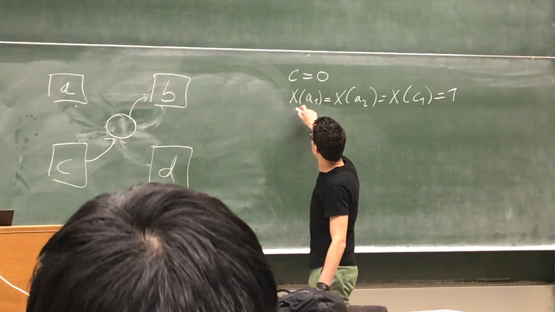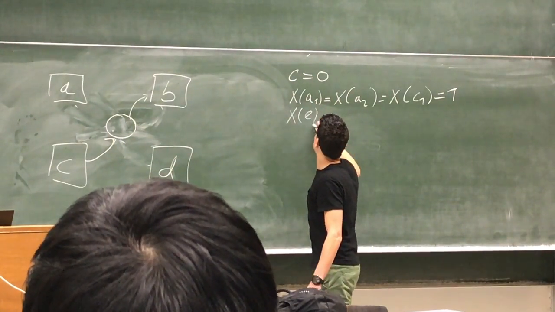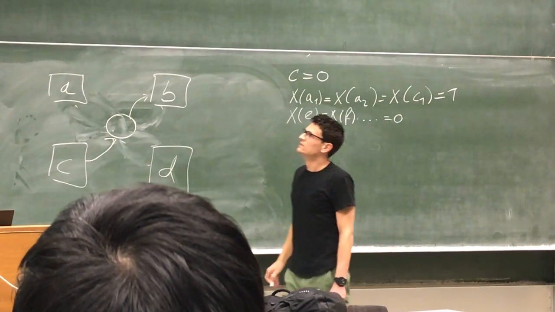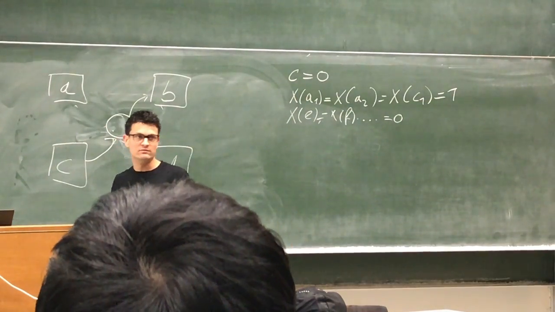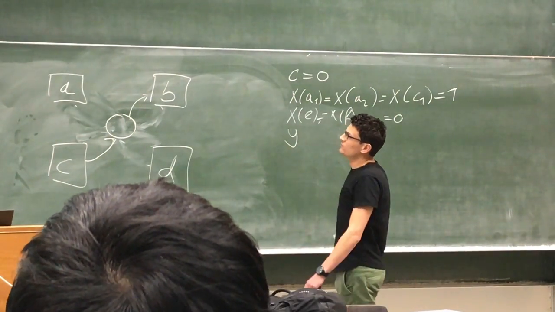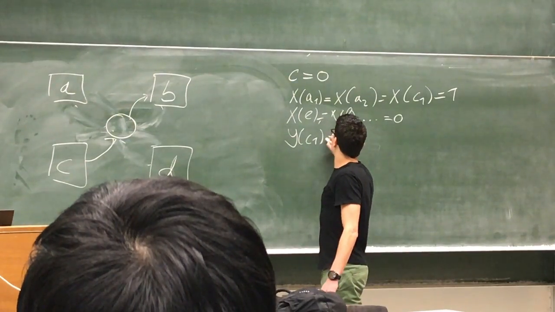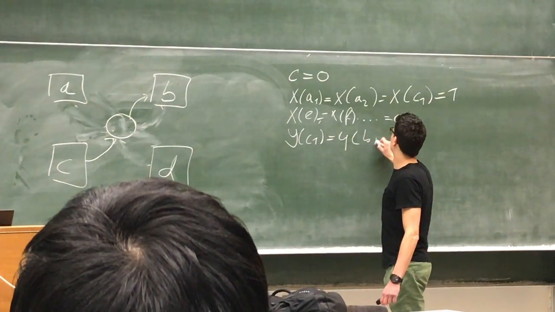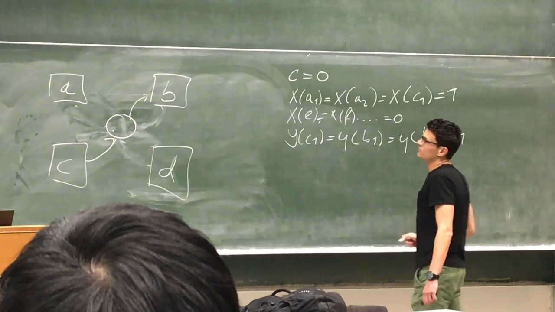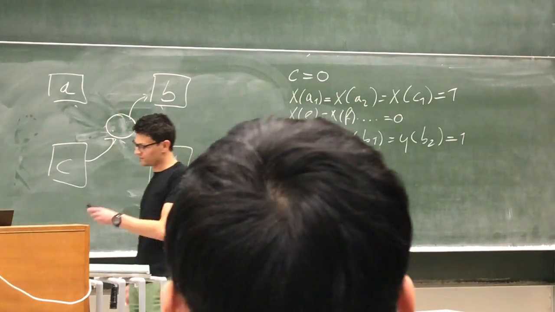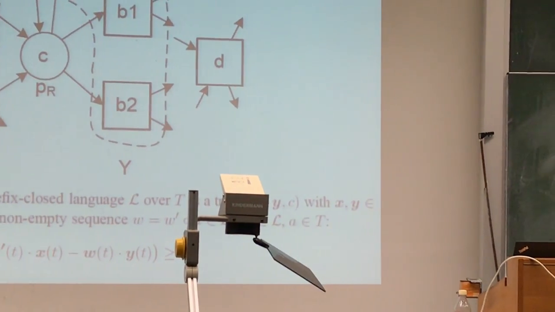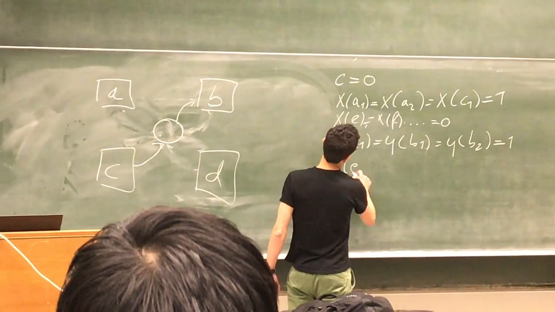All other values of x, so x of E, x of F, are 0. And as I said, we also have a decision variable which we call y, which represents outgoing arcs. So the y value of C1, the y value of B1, and the y value of B2 are 1, because we have outgoing arcs to B1, B2. So we have a set of decision variables. It's very important that you now understand that all other y variables are 0.